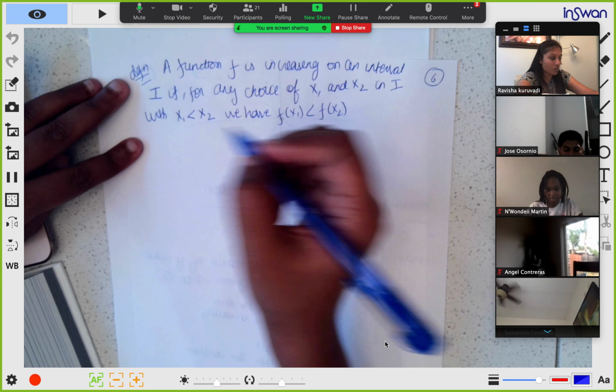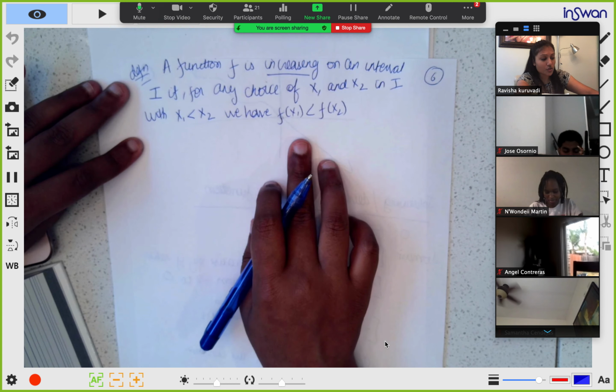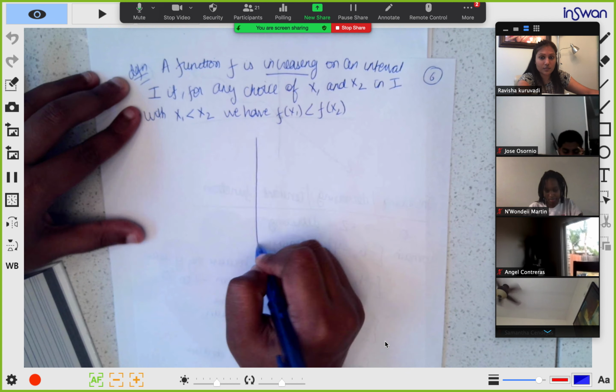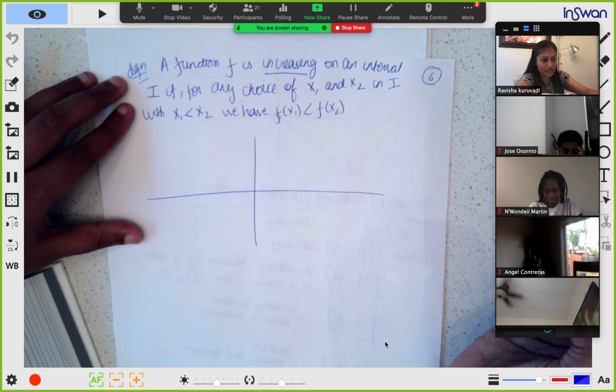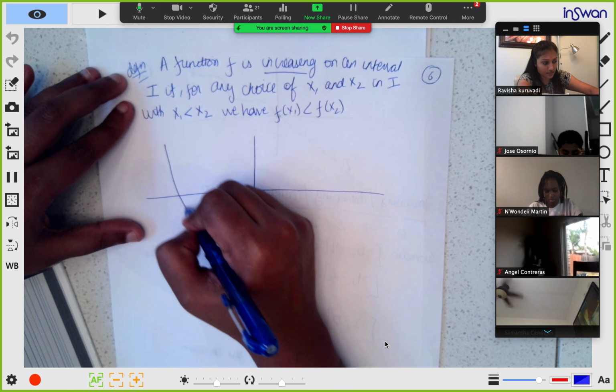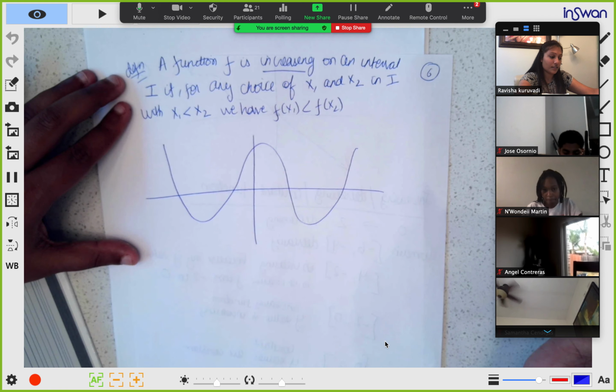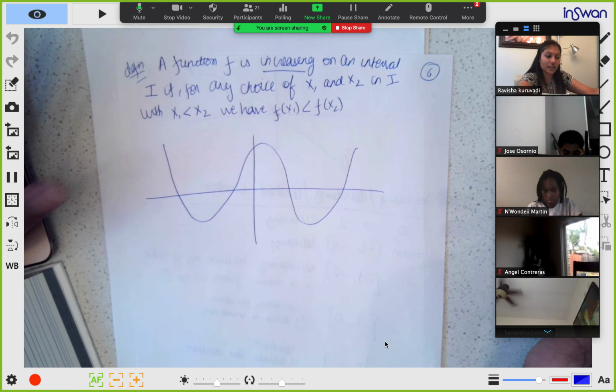So increasing, what do they mean by this? Suppose this is my function here. I explain the definition here. So my function looks something like this. What they are saying is they are picking up any interval.